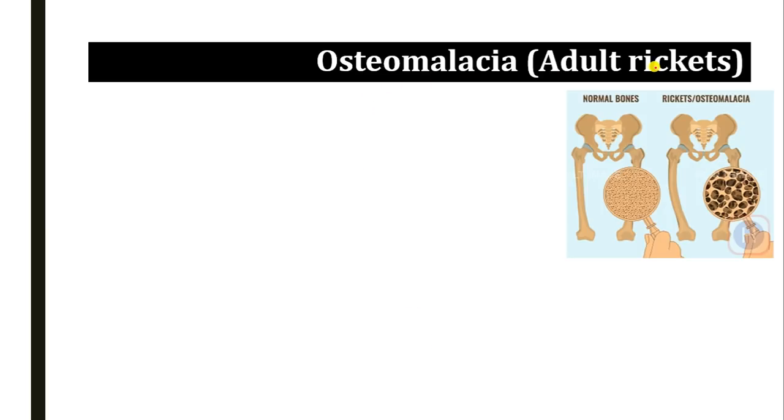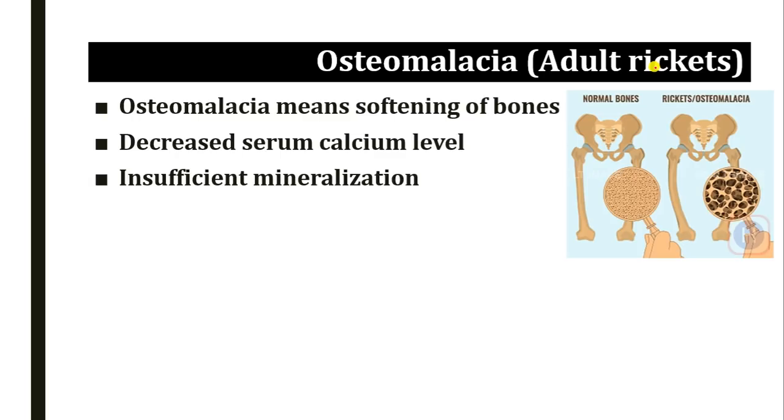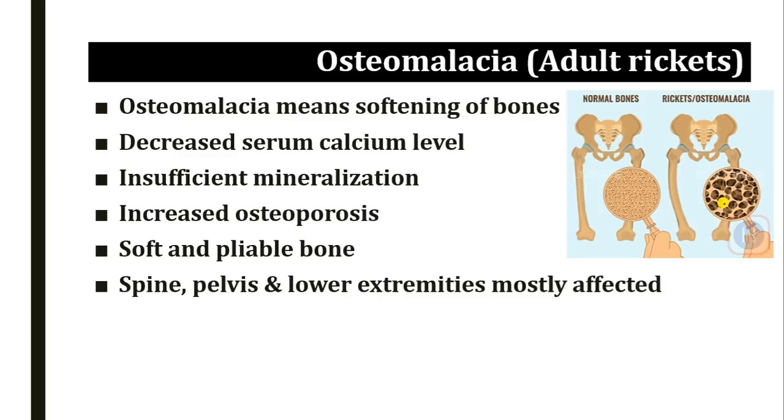Now the second disorder seen due to vitamin D deficiency is osteomalacia, seen in adults, and it is also known as adult rickets. Osteo and malacia is a Greek word, and the literal meaning of osteomalacia is softening of bone. It is seen along with decreased serum calcium level, mainly due to insufficient mineralization. Here you can see a compact bone, and here a hollow or porous bone due to insufficient mineralization. Bone becomes very weak, soft and pliable, and the most commonly affected bones are of the spine, pelvis and lower extremities.